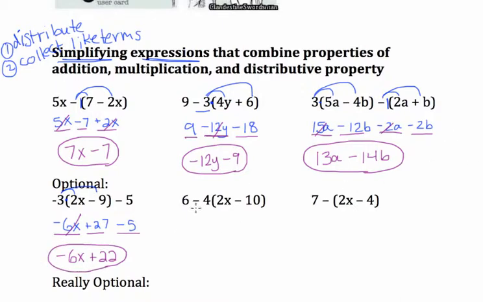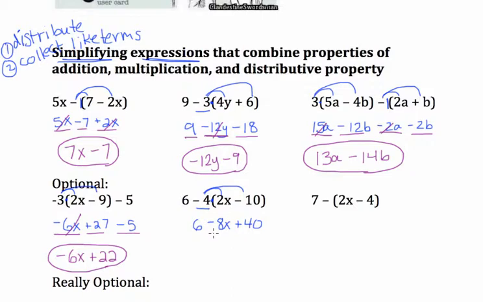Distribute. Again, don't do 6 minus 4 is 2. That's not what you do here. You have to multiply before you subtract. So I'm going to distribute that negative 4. Negative 4 times 2x is negative 8x. Negative 4 times negative 10. A negative times a negative is a positive. Positive 40. And then bring down the 6.